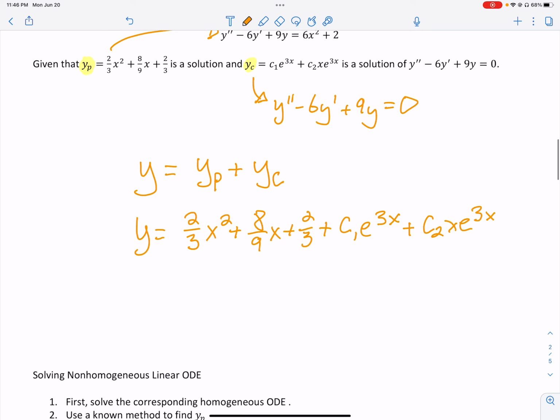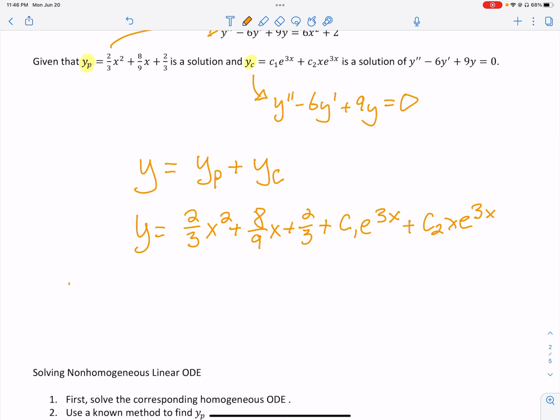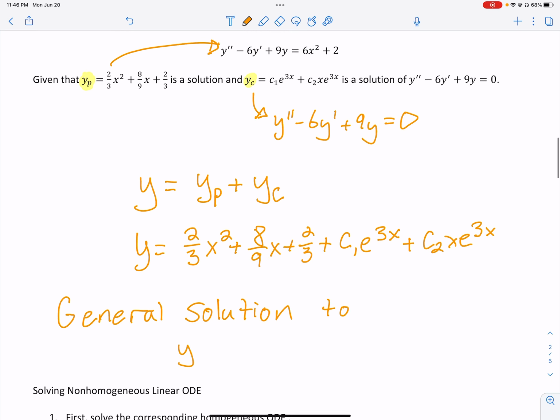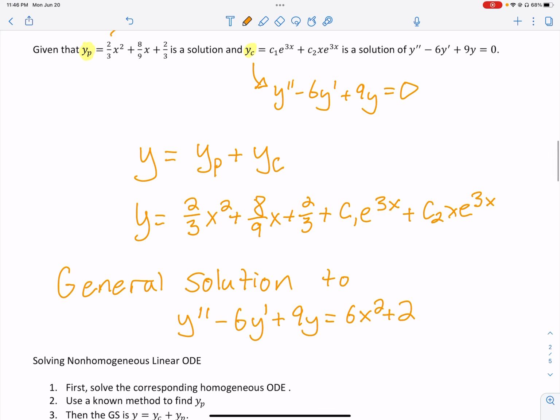All right, what we just found was the general solution to y double prime minus 6y prime plus 9y equals 6x squared plus 2. That is the magic that is going to be happening with this and what we're going to be working with.